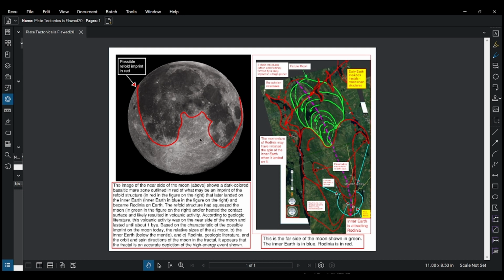Size-wise, it all makes sense. If the Earth today is like a globe that's 12 inches or whatever, the inner Earth without the mantle, the inner core and the outer core, are 6.5 inches. And the moon diameter would be like 3.27 inches. Just to give you an idea of the difference in sizes.